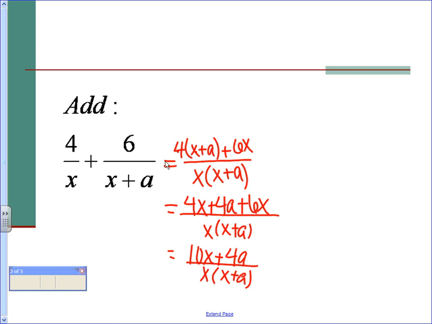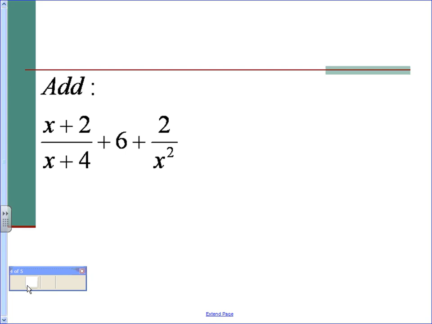So we leave it x squared. X squared plus xa if you distributed the denominator. Any questions on that one? Four x and then 4a. Oh, x times 6 because that's what it was missing, and then 4 times x plus a because that's what it was missing. Any other questions on this one? Okay.